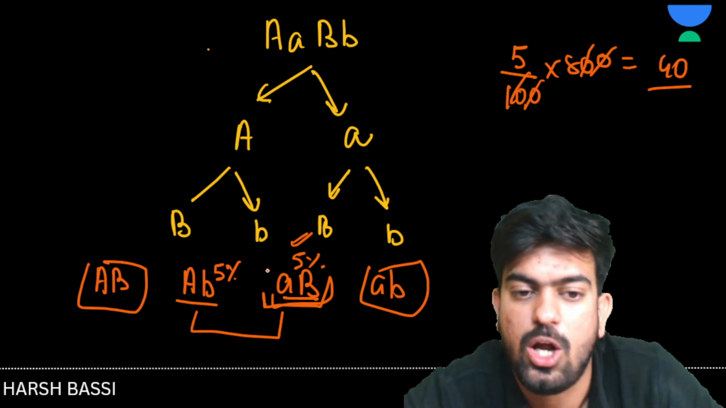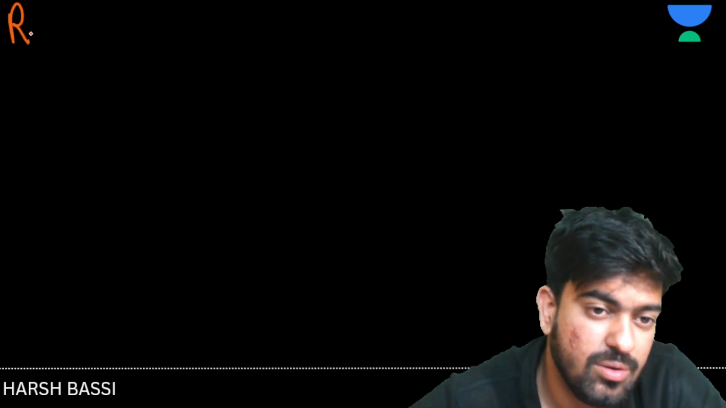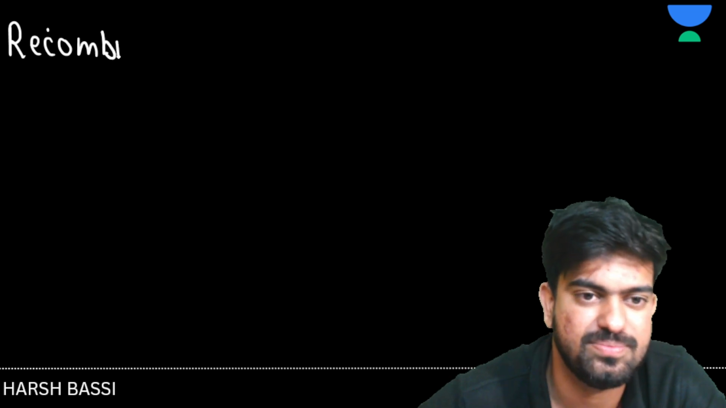Okay, now let's have a few more questions. See, the next topic, before that, let's have a next topic, and after that, let's solve some questions, because to solve some questions, you need the formulas also. Okay, so we have a very small topic, which is recombination.